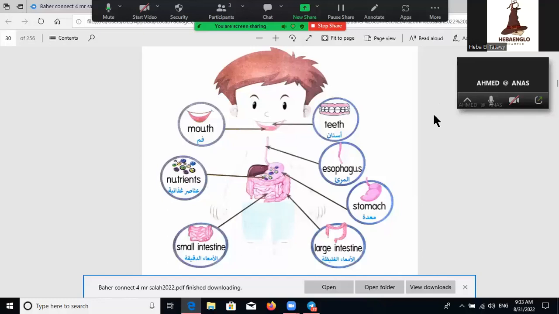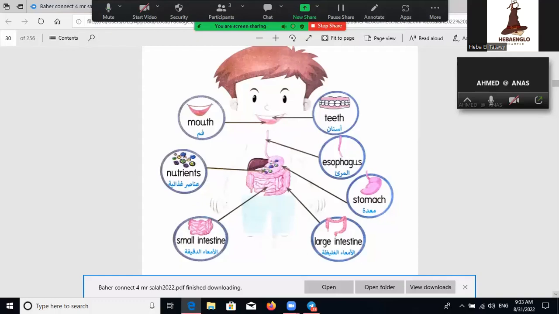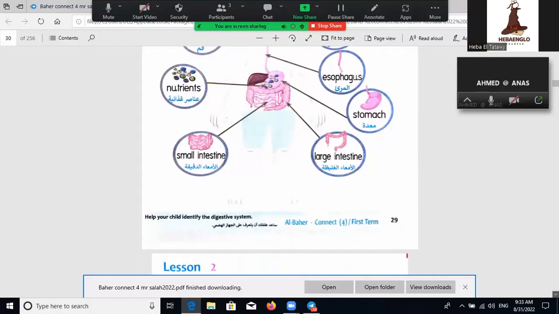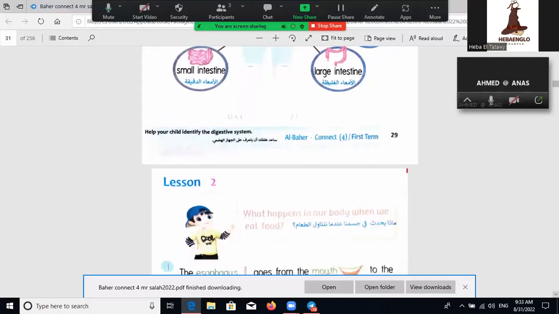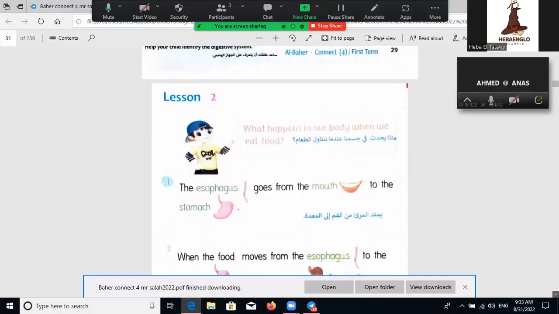After you water it, the soil absorbs the water. That's what happens in our stomach. It absorbs the food that we eat. So how does the digestion process happen? First, if you have a sandwich, you first put it in your mouth. So the digestion process starts from your mouth. Okay?